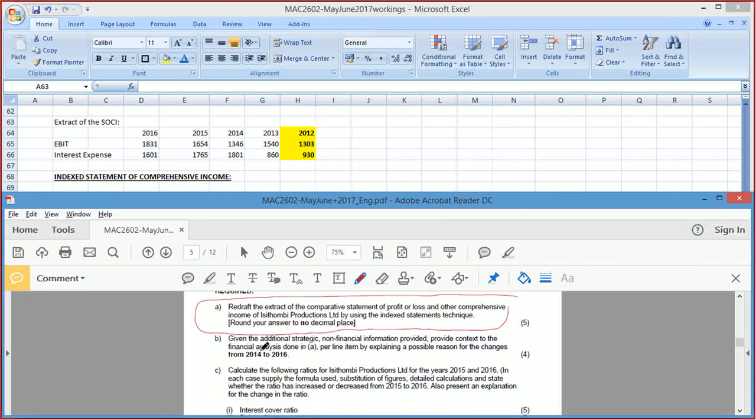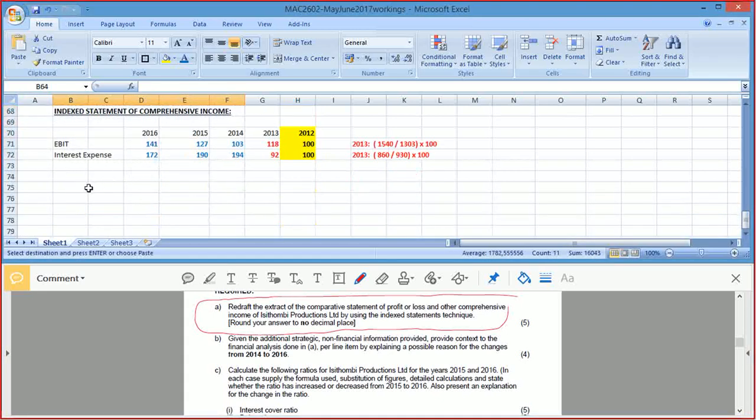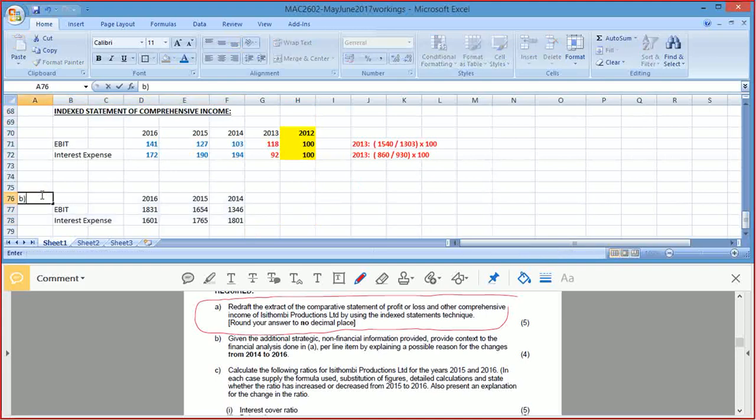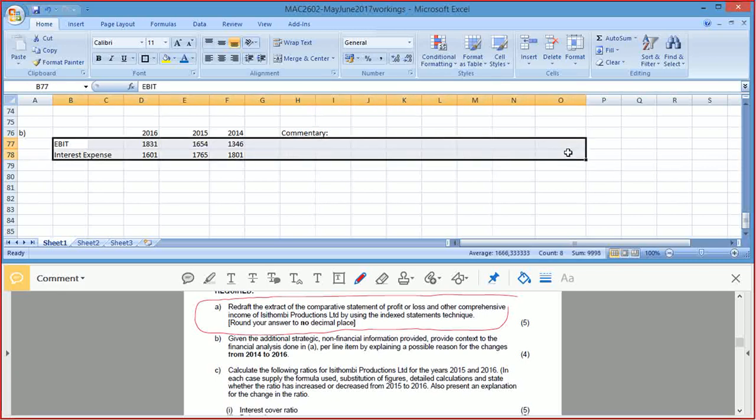B. Given the additional strategic non-financial information provided, provide context to the analysis done in A per line by explaining a possible reason for the changes from 2014 to 16. So they want you to explain this from A. This is B. So this is commentary. Explain why we had those changes.